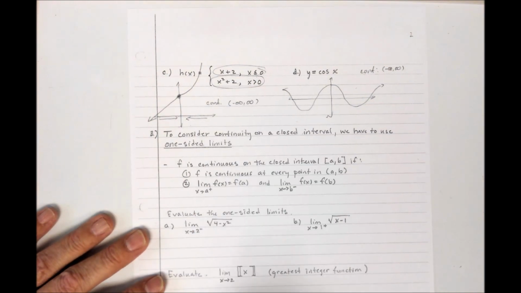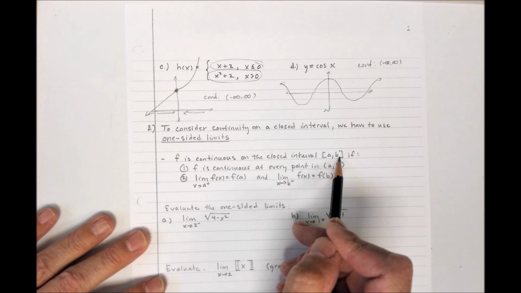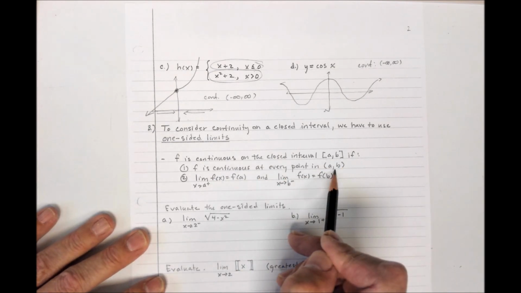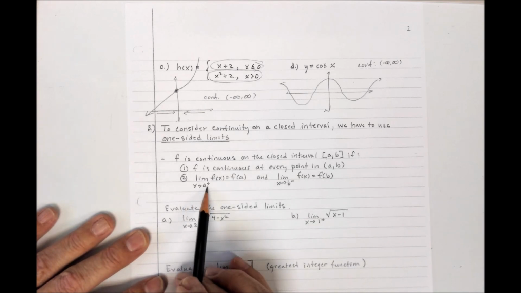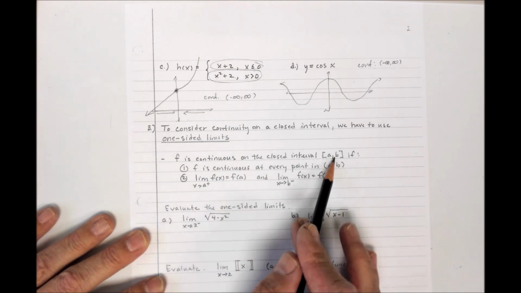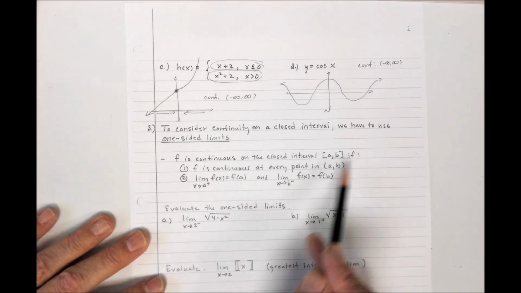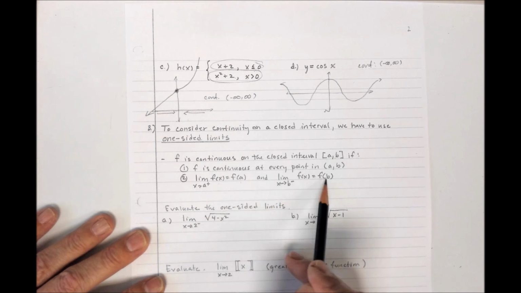All right, so now f is continuous on a closed interval, including the endpoints a, b, if f is continuous at every point in the open interval, and if the limit as x approaches a from the right side, this is for the left endpoint, of f of x is equal to f of a, and also on the other endpoint, the right endpoint, the limit as x approaches b from the left side, notice the little negative sign, of f of x is equal to f of b.